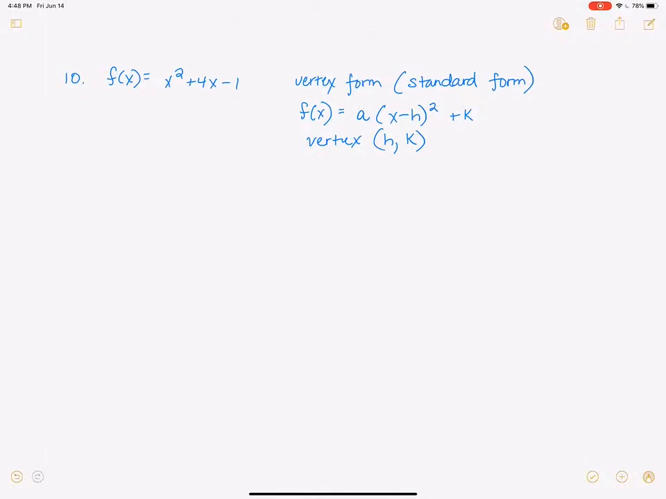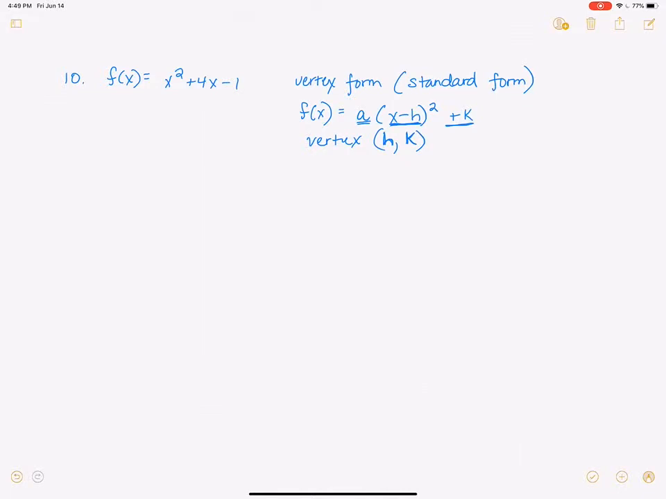And notice that this is x minus h, and h is standing by itself. So really what's going to happen here is my sign's going to change. And then I've got plus k, so that coordinate, that sign's not going to change. And then we've got this number out front.